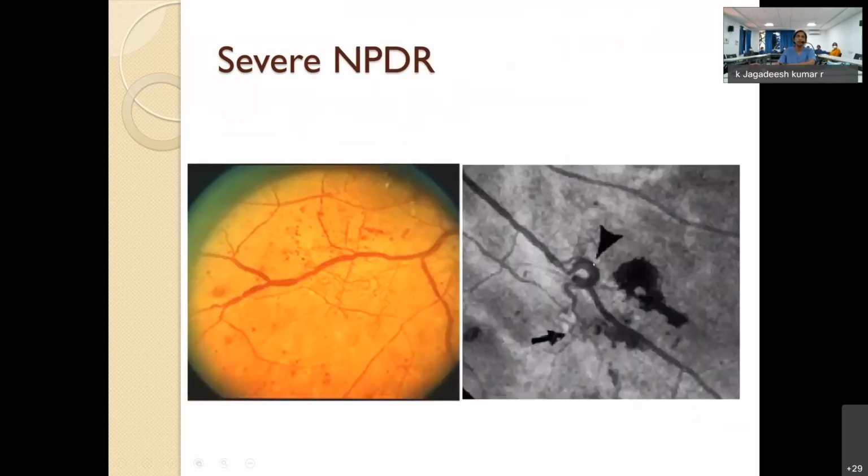So this is the venous beading which I was talking about, and you can see these very, very fine and tortuous vessels, which are actually the IRMA, or the intraretinal microvascular abnormalities. You can see the venous beading also here. So this is how venous beading looks.